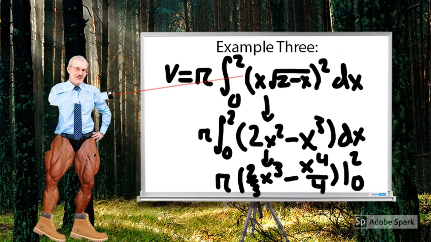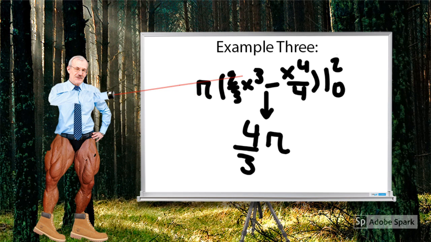First, simplifying the integral from the previous slide, we get pi times the integral from 0 to 2 of 2x squared minus x cubed dx. Getting the antiderivative of that, we get pi times 2/3 x cubed minus x to the fourth over 4 from 0 to 2. Finally, solving the antiderivative from the previous slide, we get 4/3 pi.